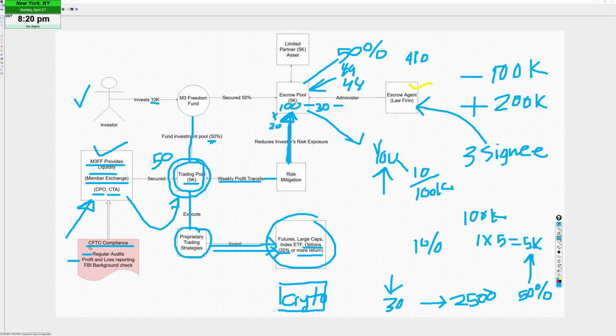And also, part of this compliance is that we have to pass an FBI background check. They want to make sure that we are not some fraudulent people who are just going to defraud people and take all the money in this escrow and run. Does that make sense? We can't do that anyway, because remember, this requires three signees. So even if I wanted to take money, I can't.